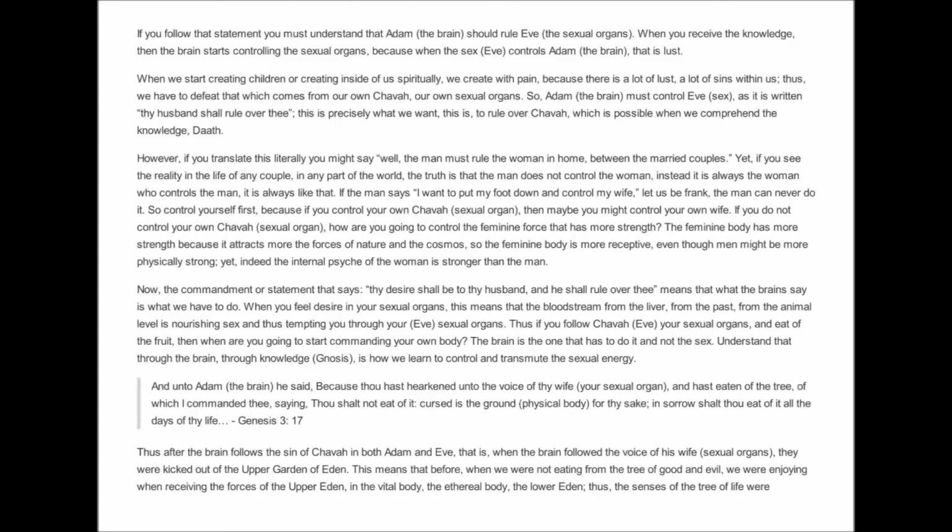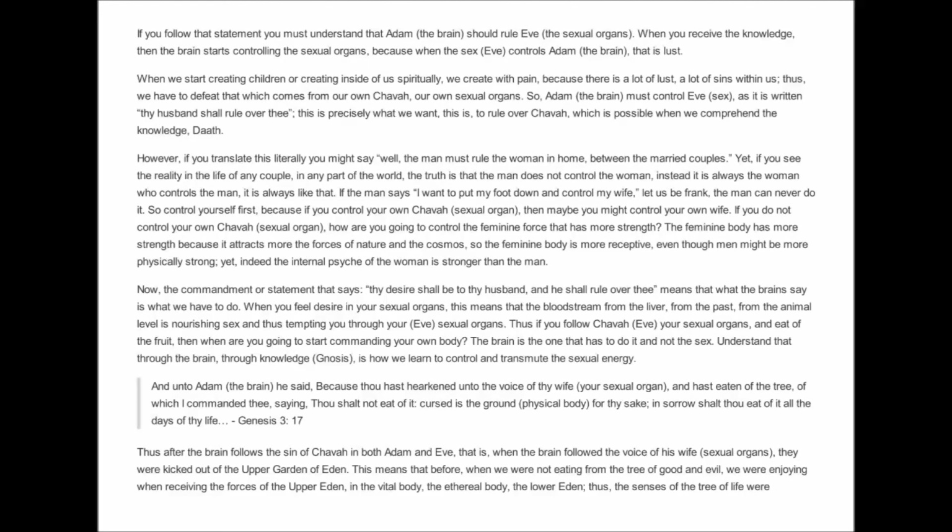And of course, unto the woman he said, in this case, this damnation comes into the female body. But also the man sometimes receives the male organ. It says, I will greatly multiply thy sorrow and thy conception. In sorrow thou shalt bring forth children, and thy desire shall be to thy husband, and he shall rule over thee. If you follow that, Adam should rule the sexual organs. When you receive the knowledge, then the brain starts controlling the sex. Because when Eve controls Adam, there's lust.